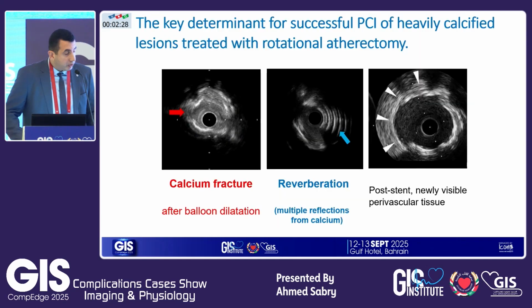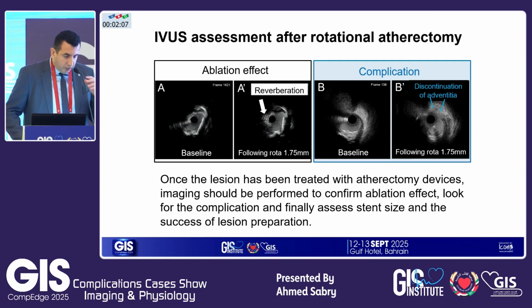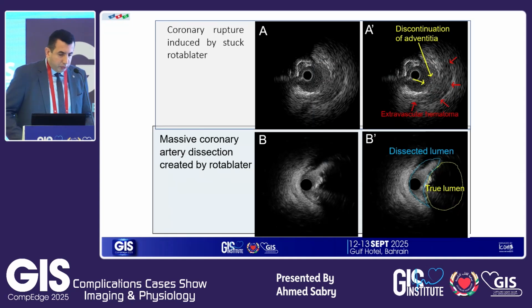For the key determinants of successful treatment of heavy calcified lesions by rotational atherectomy, we have these pictures of effective rotational atherectomy, like calcium fracture, revibration, and post-stent intact vessel perivascular tissue. Here is also the ablation effect of revibration, and some complications, where we could see the continuity of the adventitia and hematoma. Also, we have coronary rupture by a stuck Rotablator or Rota burr, or massive artery dissection.